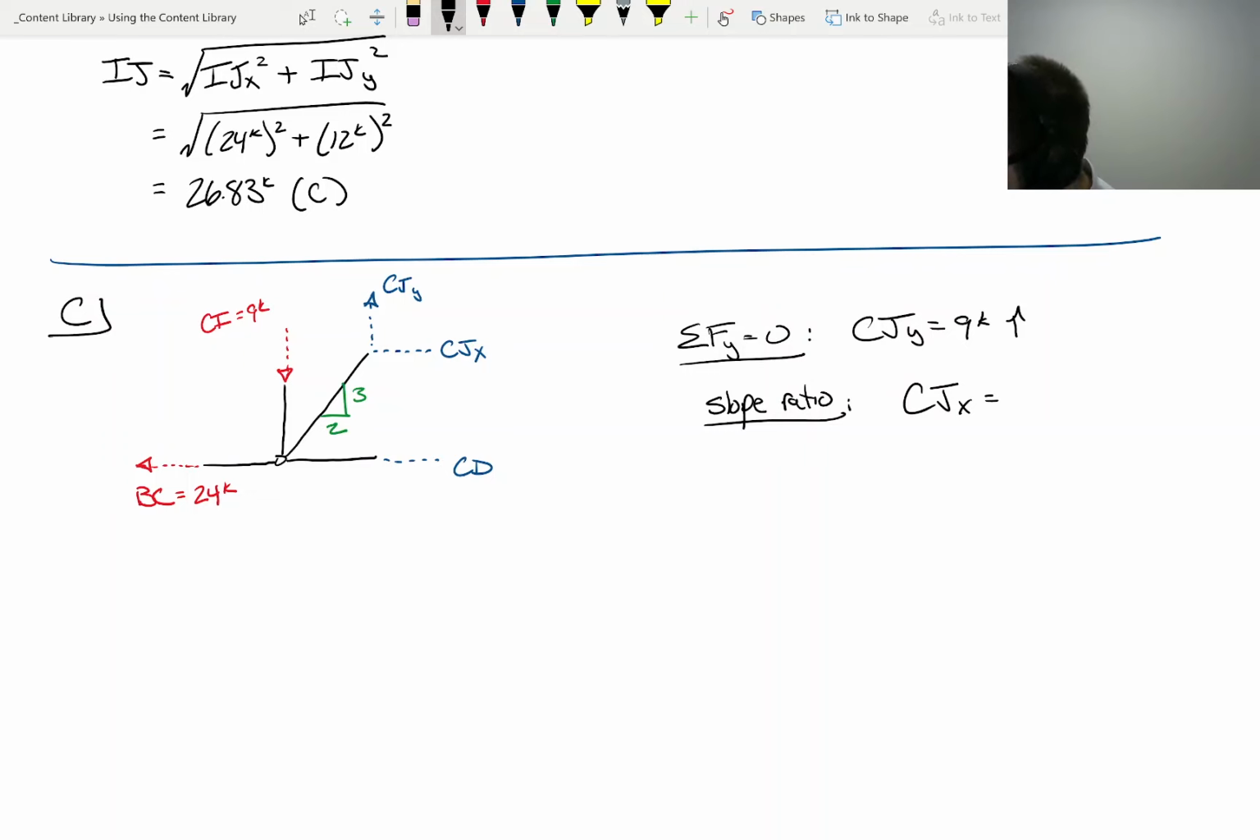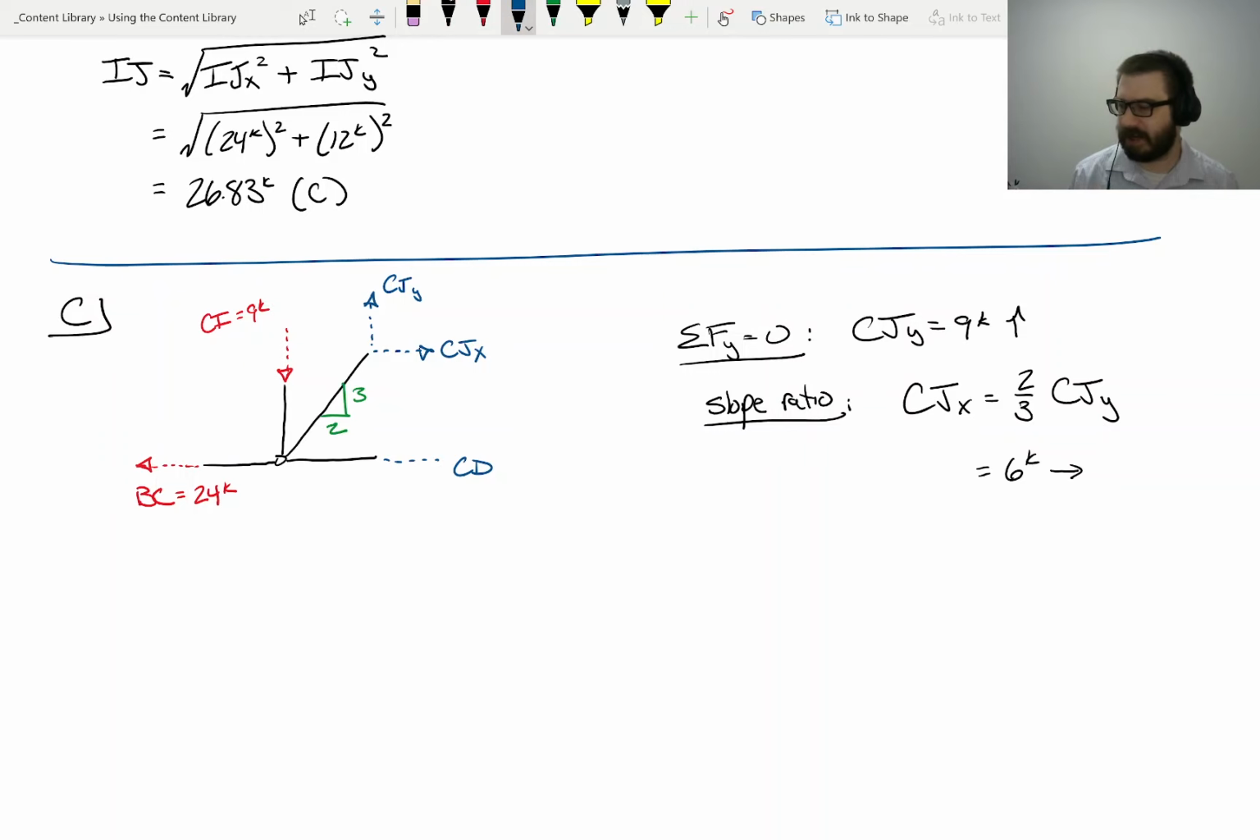Now I need to solve for CJ,X as CJ,Y times some fraction. Is the fraction going to be 2/3 or 3/2? The best way of looking at that is to look at your slope ratio. The horizontal component is smaller than the vertical component, so this fraction needs to result in a smaller answer. It needs to be 2/3, not 3/2. And 2/3 of 9 kips, I can do that one in my head. That's 6 kips, going this way.